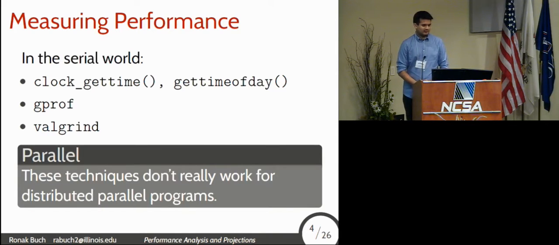The trouble is that these techniques don't really work for distributed parallel programs. While they're useful metrics to measure, obviously we care about runtime, often when we're running things in parallel and running these big sophisticated applications, we need more information than what these serial tools can really provide us.